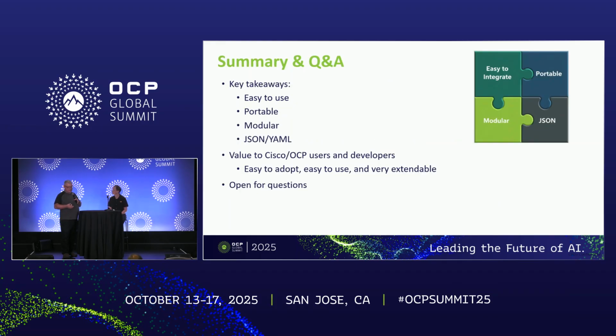So in summary, the key takeaways are that it's easy to use, it's portable, it's modular, and of course, since it's using JSON and YAML files, it's very easy to adapt to different environments and read in test cases and look at the results. The value add to Cisco and OCP users and developers is it's easy to use, adopt, and it's very extendable. And thank you for attending our talk.